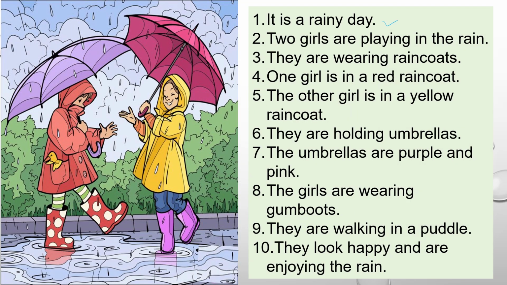First sentence, it is a rainy day, that you can clearly see in the picture because it's raining. Two girls are playing in the rain. There are two girls. They're wearing raincoats. One girl is in a red raincoat. The other girl is in a yellow raincoat that is also clearly visible. They are holding umbrellas. Yes, the umbrellas are purple and pink. By looking at the color of the umbrella, we can find out. The girls are wearing gumboots. Yes, they are walking in a puddle and they look happy and are enjoying the rain. So these are the simple 10 sentences that we can write for grade 1.